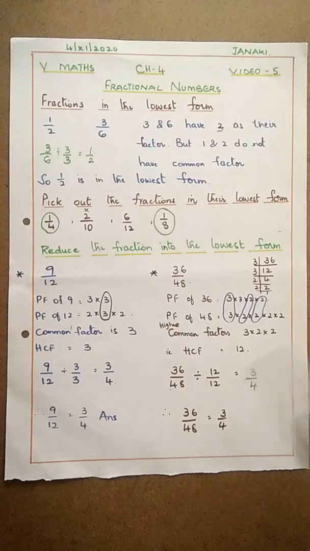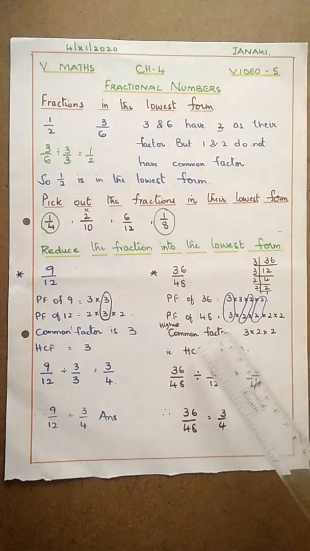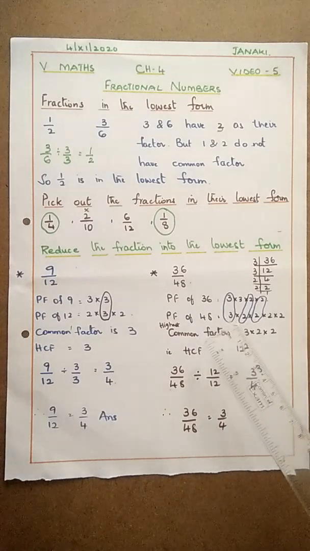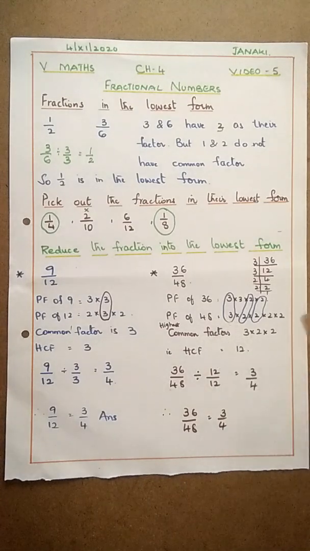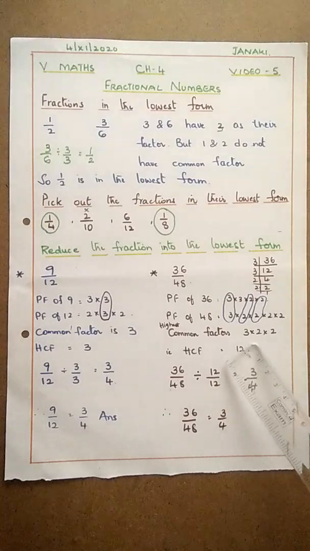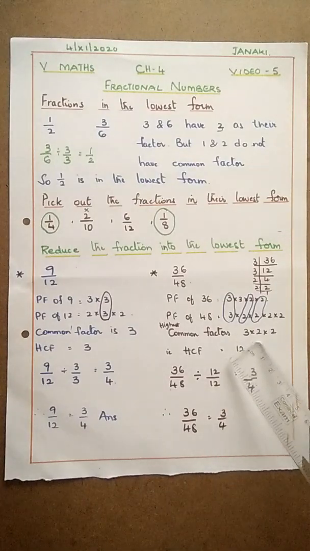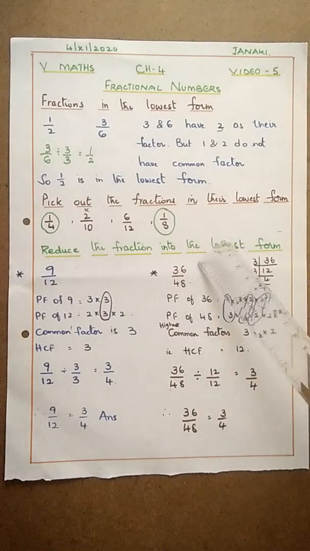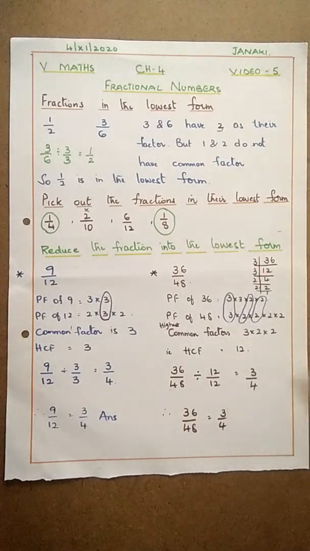What do you get? HCF. So, to get the HCF of 36 and 48, what do you do? You take only the common factors and multiply. Here 3 is a common factor, 2 is a common factor, again 2 is a common factor. So, 3 into 2 into 2. 3 2s are 6, 6 2s are 12. So, the HCF of 36 and 48 is 12.